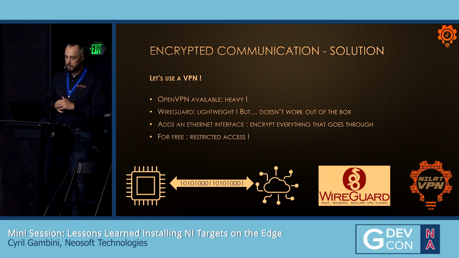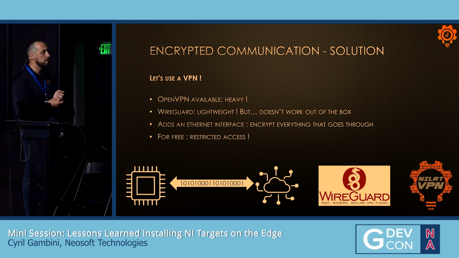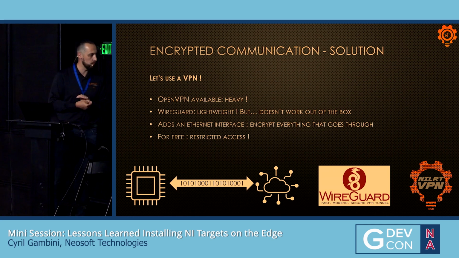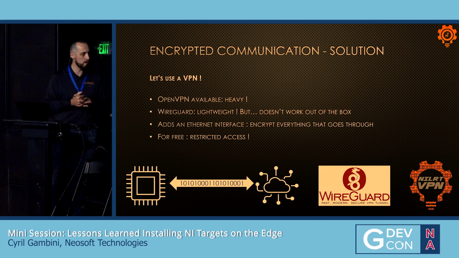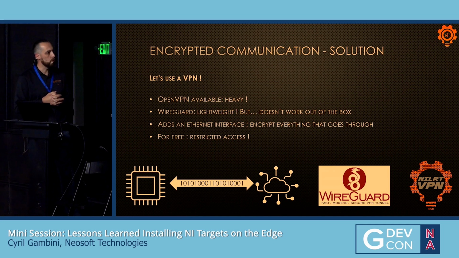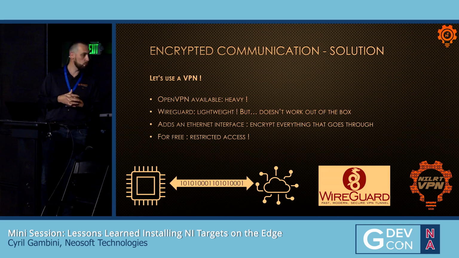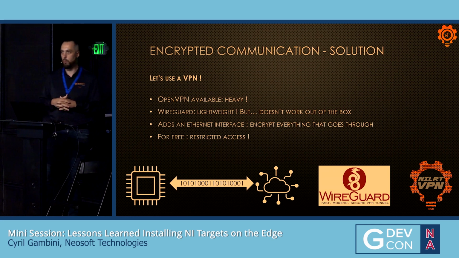And WireGuard is pretty lightweight, and for CPU and bandwidth, it works quite well. It's very light. We've been able to stream data at 800 megabits per second through WireGuard using a 9629 sbRIO, so it works quite well.